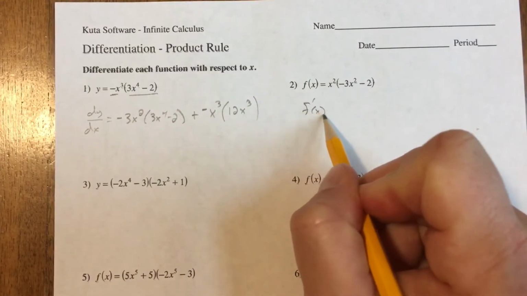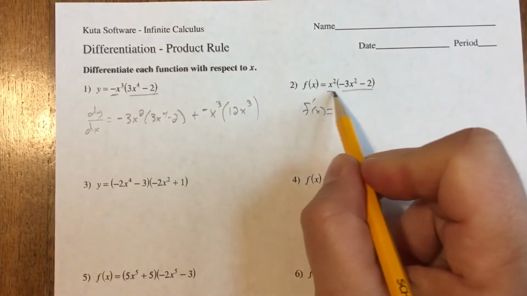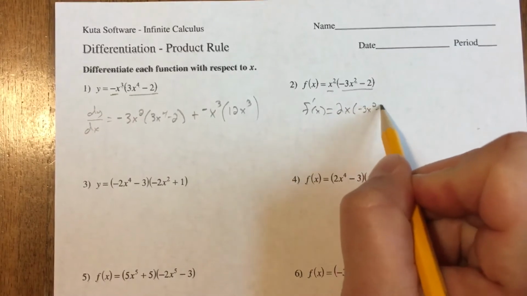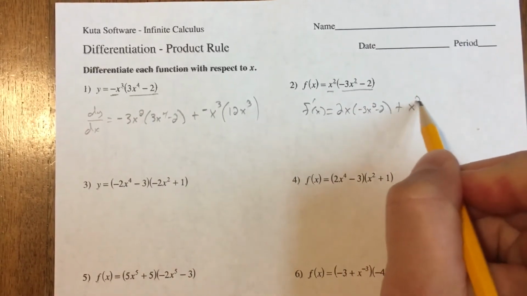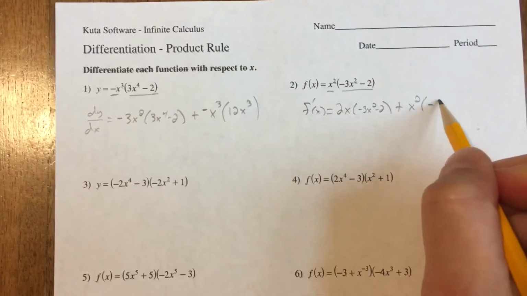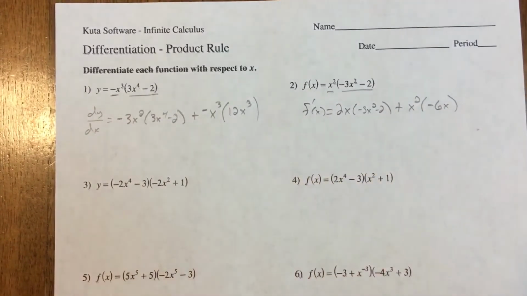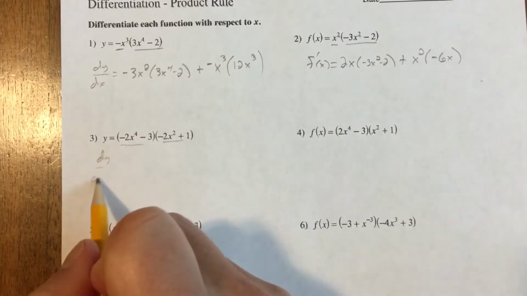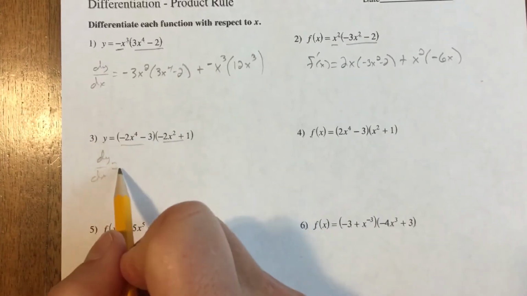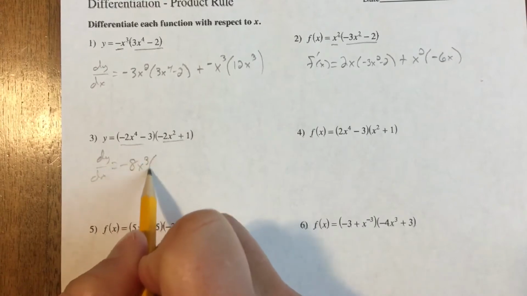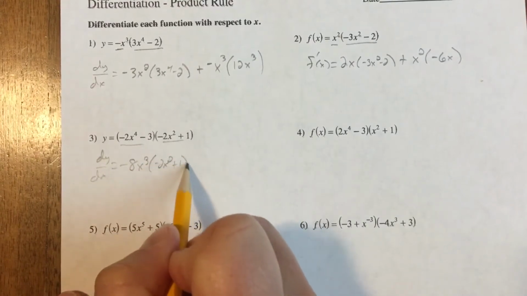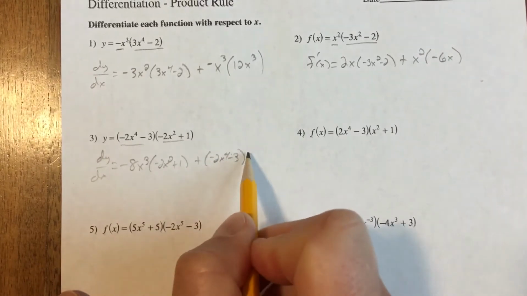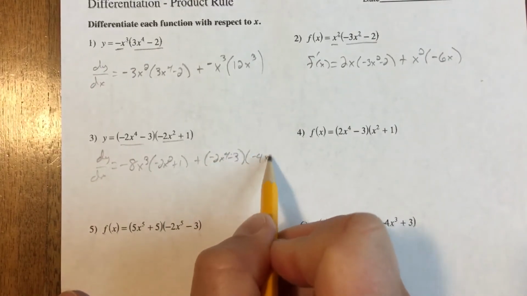So for this one, here's our two functions, x squared times this. The derivative of x squared is 2x. Leave this one alone. Plus, now leave x squared alone, times the derivative of this, which is negative 6x. Okay. Here's our two things multiplying together here. So our derivative would be the derivative of the first, negative 8x cubed. Leave this one alone. Plus, now leave the first one alone, times the derivative of the second, which is negative 4x.